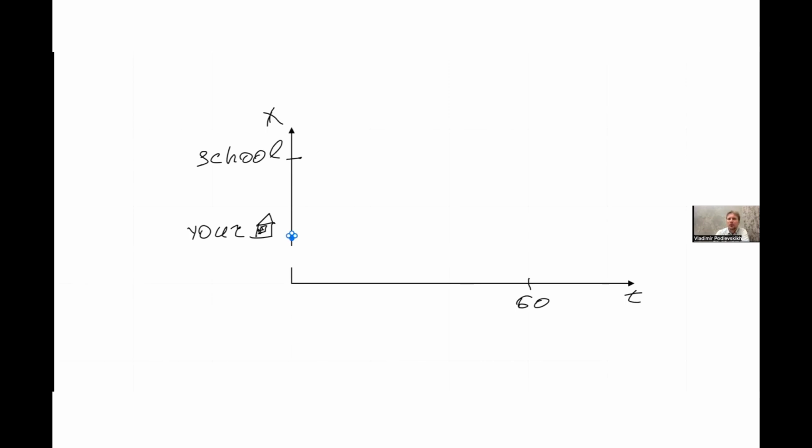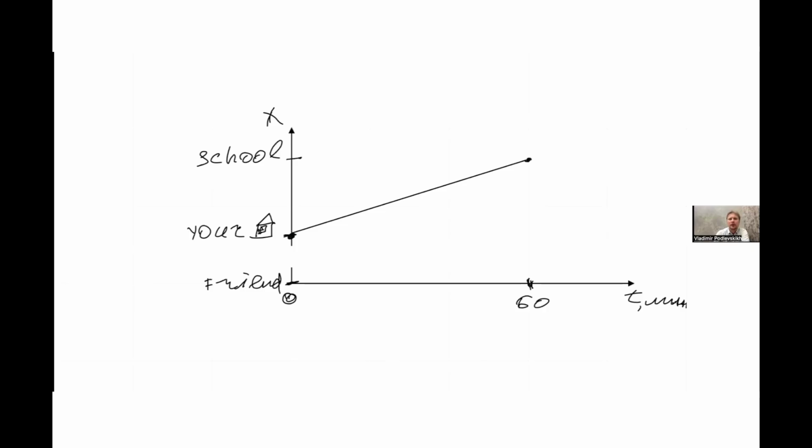If you are going with constant speed, the graph will be like this. So you started here at your home and go way up to the coordinate of the school. So now, after 60 minutes, for example, this is in minutes. In physics, we usually use seconds, but we are on a math lesson, so it could be minutes. Here is 0 minutes, this is 60 minutes, here is a friend.